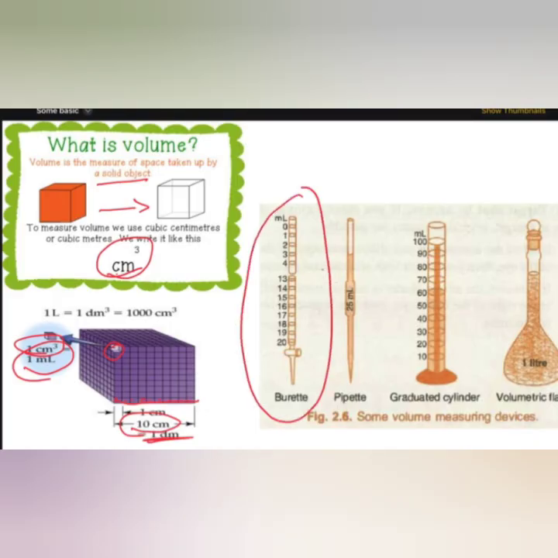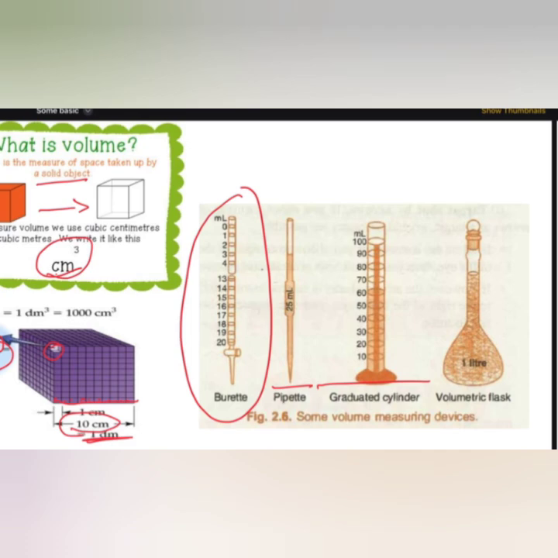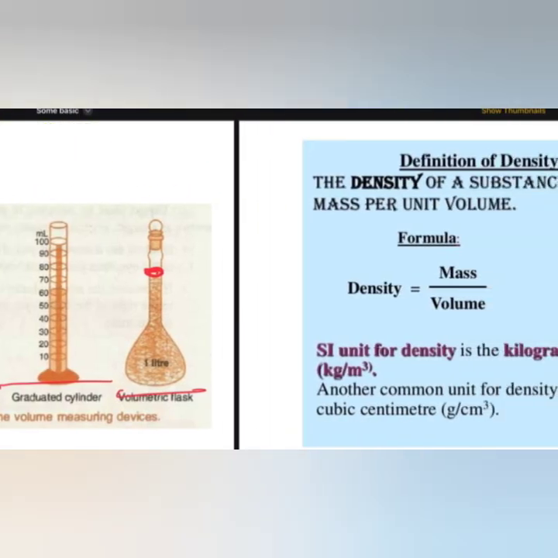These are a burette, a pipette, a graduated cylinder, and a volumetric flask. We can use these in a laboratory. All of these are measuring instruments. On the volumetric flask, you can see one mark, and you can see the measurement given on the tube.